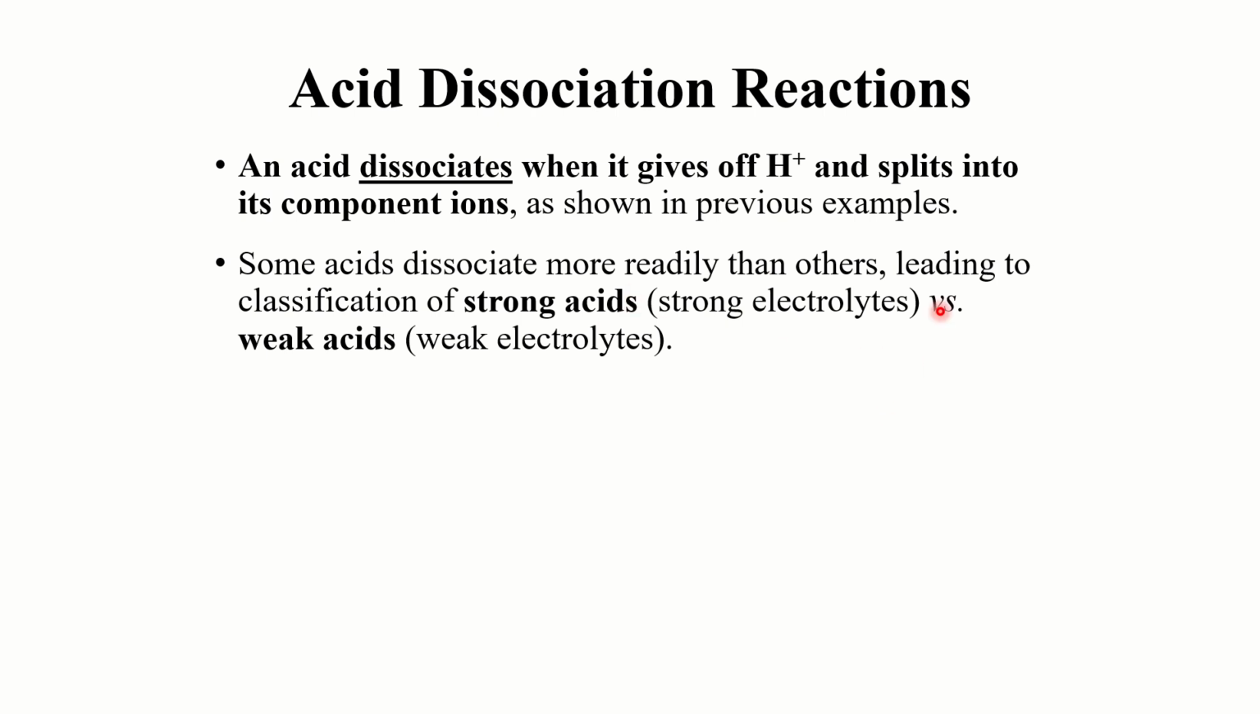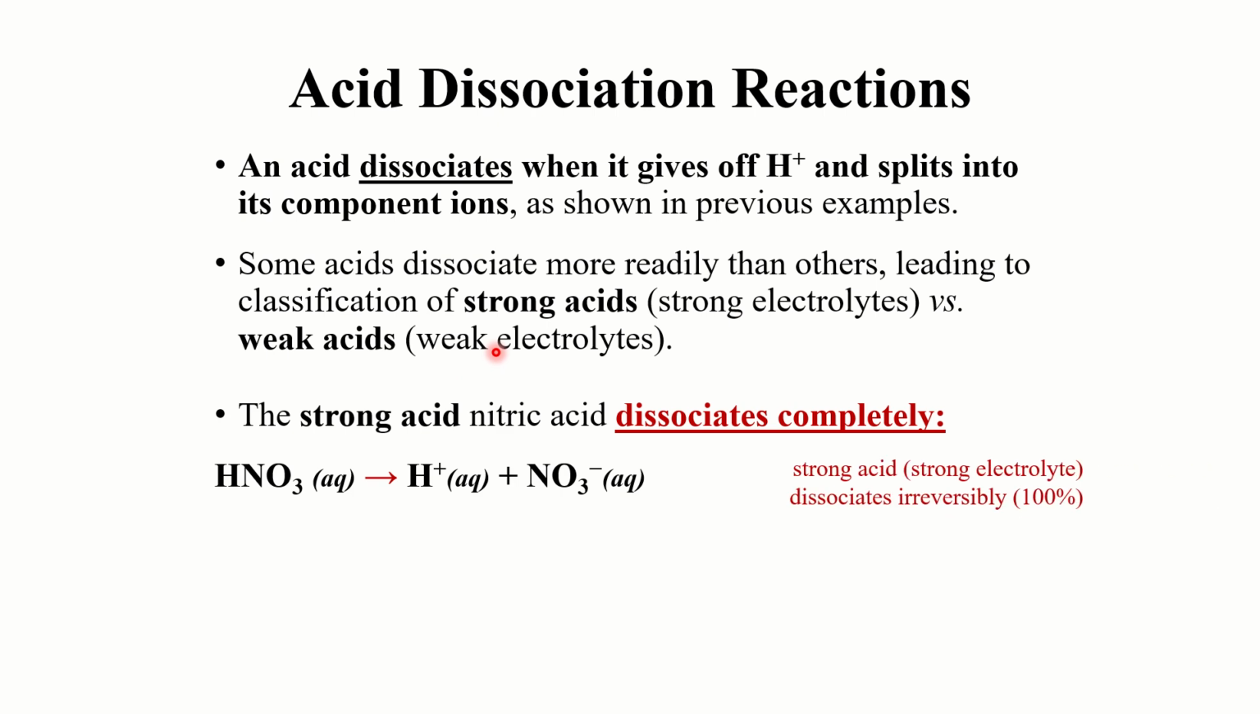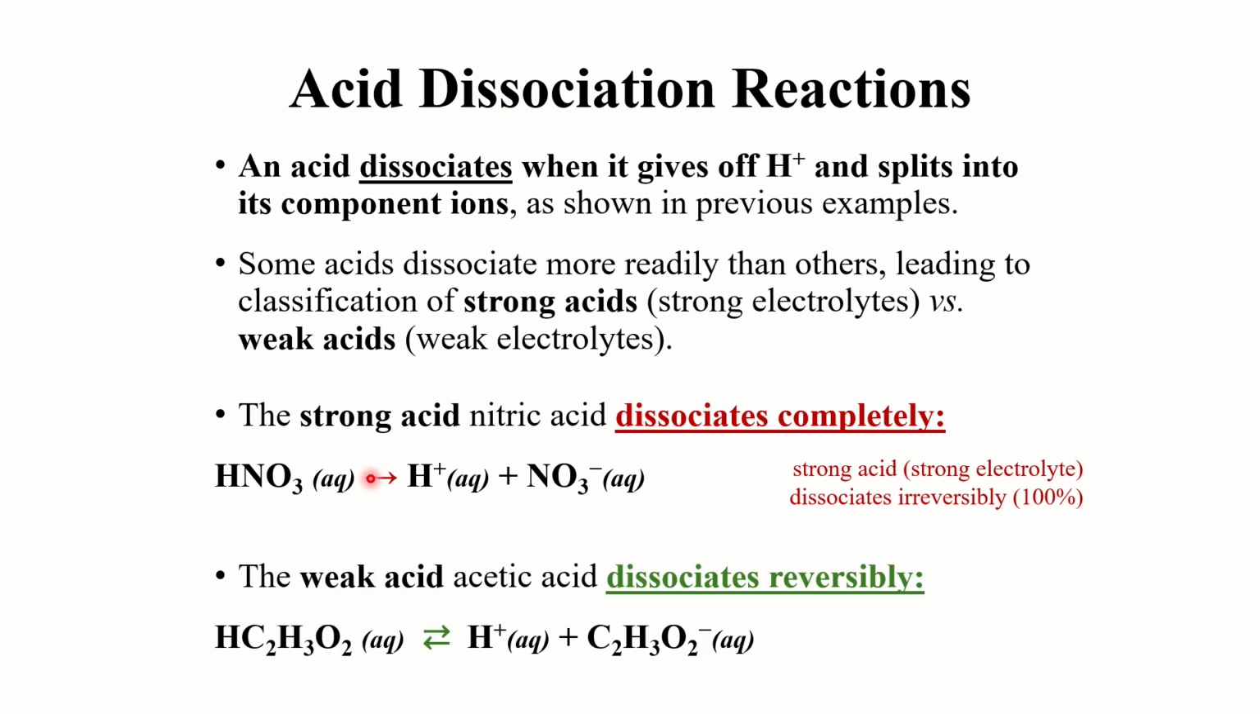Some acids dissociate more readily than others, leading to classifications of strong acids, which could also be referred to as strong electrolytes, versus weak acids, which can be referred to as weak electrolytes. So another example would be the strong acid nitric acid, which dissociates completely and irreversibly. A good example of a weak acid is acetic acid. This acid is a weak acid, so note the double arrows here.